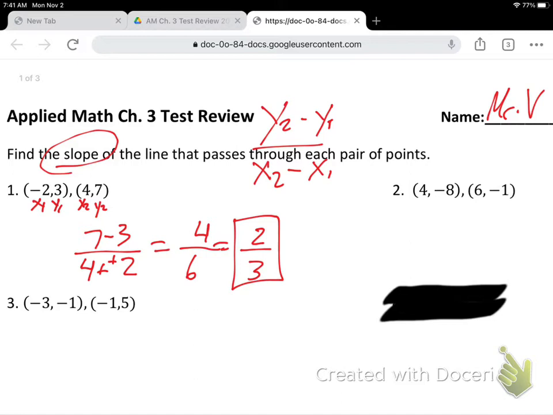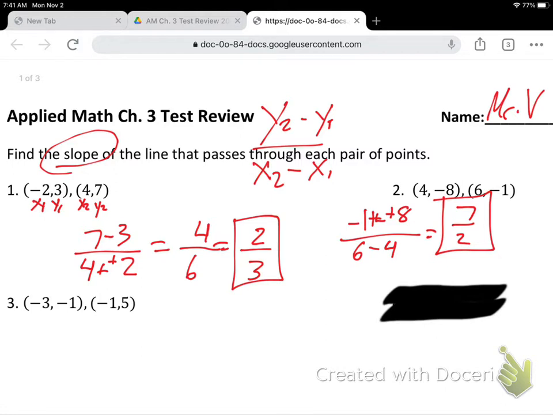If we did the same thing with number 2, that'd be -1 minus -8 over 6 minus 4. These would turn into positive signs. So it'd be -1 plus 8, so that'd be 7. And then 6 minus 4 is 2. Can't reduce or simplify that, so 7 over 2.